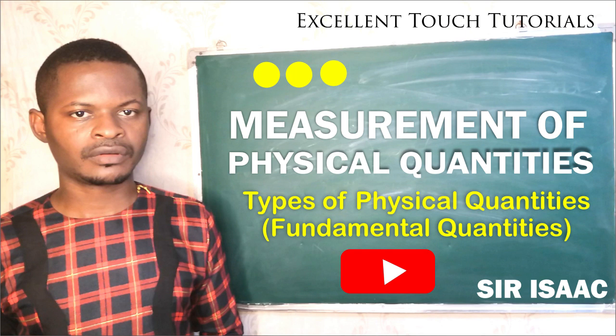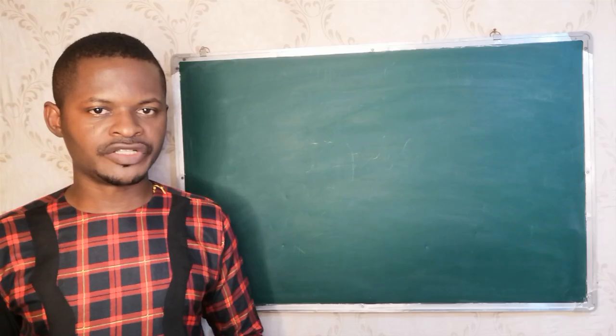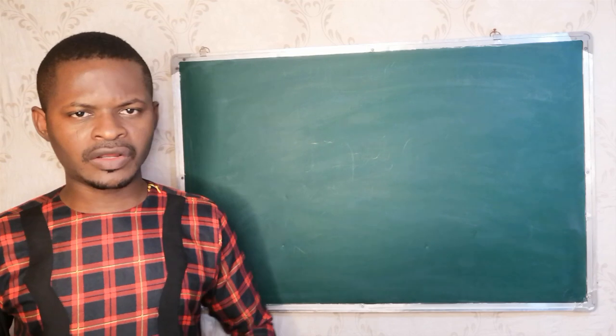In my previous video, I discussed the types of physical quantities and explained the fundamental quantities. In case you have not watched it, please use the link provided to access it. In this video, I'll be sharing on the derived quantities in continuation of the last video on measurement of physical quantities. Now let's get started.